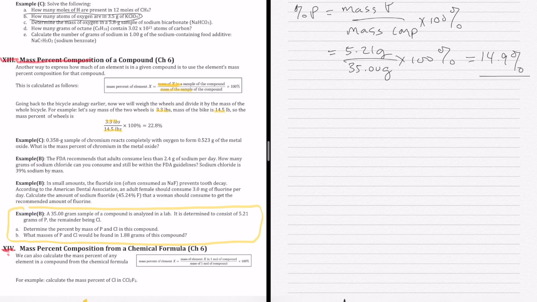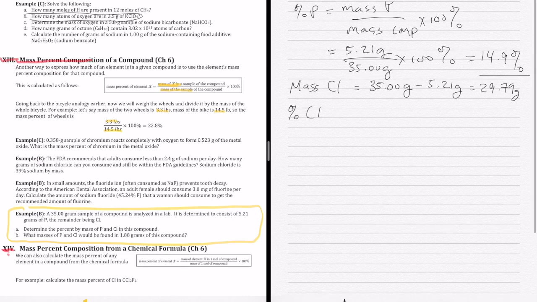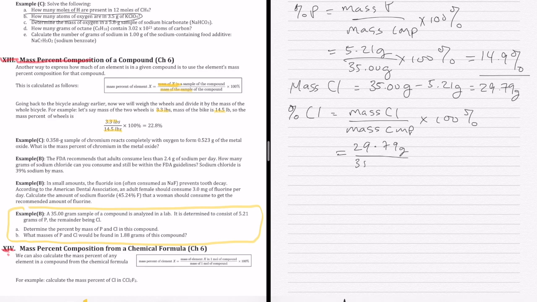For chlorine, we're going to need the mass of chlorine, which we're not given, but we can calculate it. So mass of chlorine is just going to be the total mass of compound, which is 35, minus the phosphorus. And then when you do that, you should get 29.79 grams. So once you get the mass of chlorine, you can calculate the percent for chlorine. The mass of chlorine over mass of compound times 100%, and that's now 29.79 grams over 35 grams times 100%. The grams cancel away. This is a unitless quantity. You get 85.1%. Okay, so that's how you solve number A.